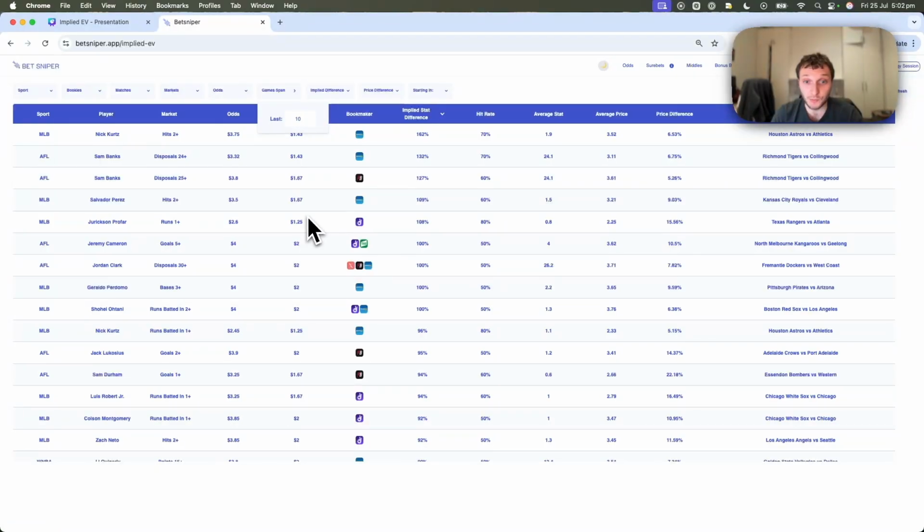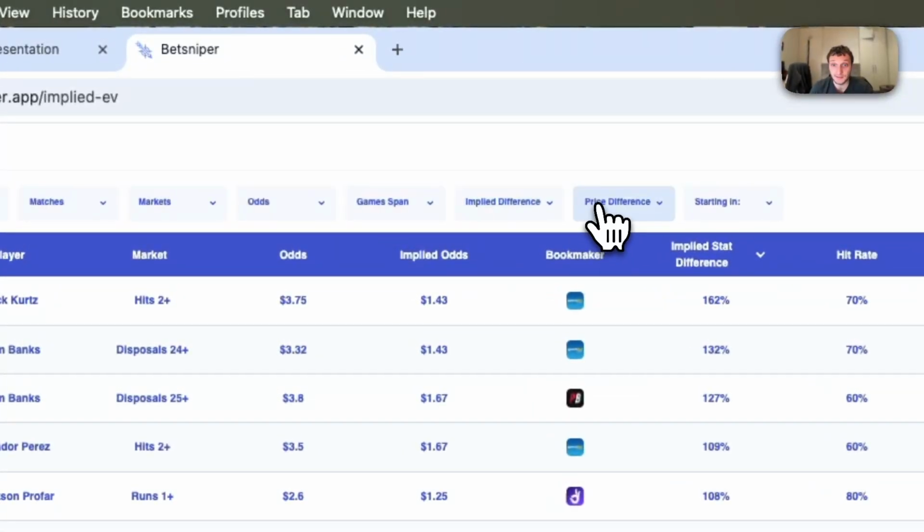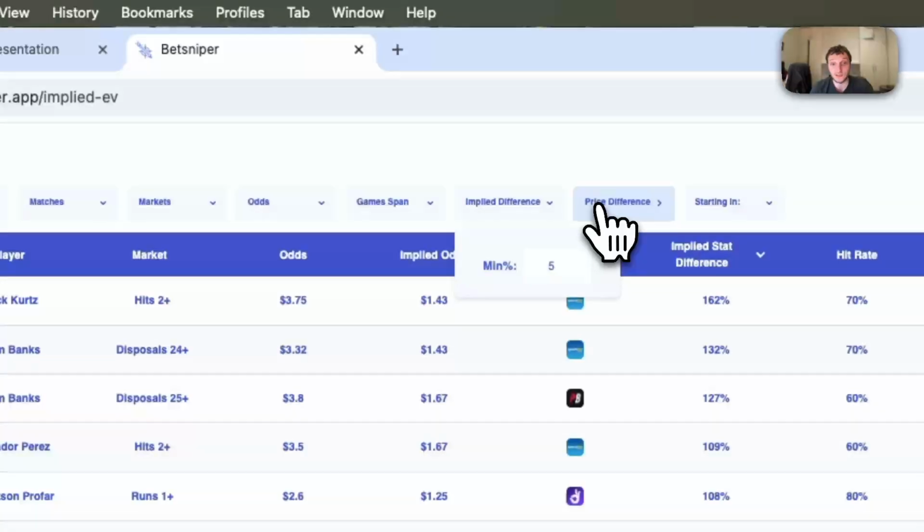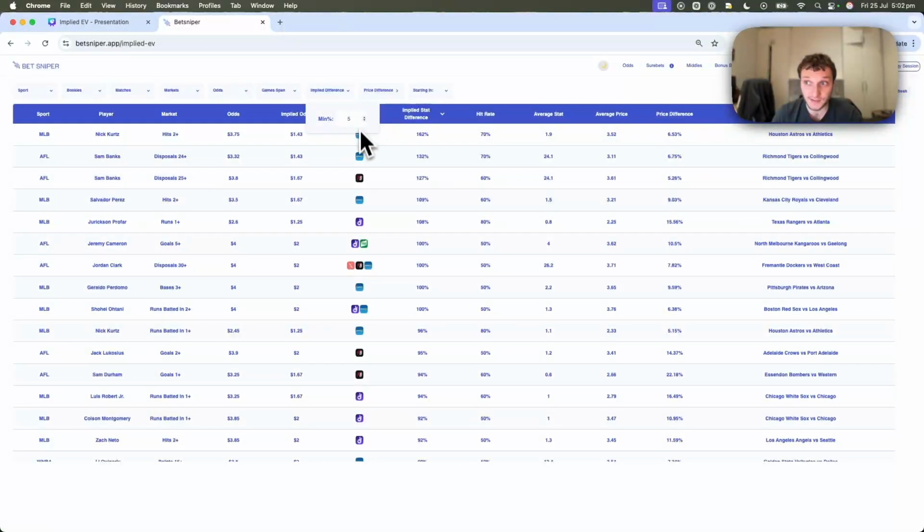There's also an option where you can filter for bets that have a big price discrepancy compared to the average price of the bet in the market. So you can use this to increase that discrepancy, and the average price is shown here, and then the difference. So this is the difference between the odds and the average price.